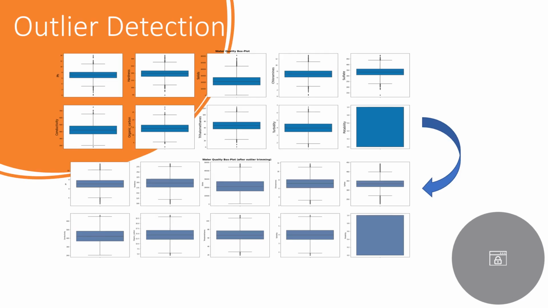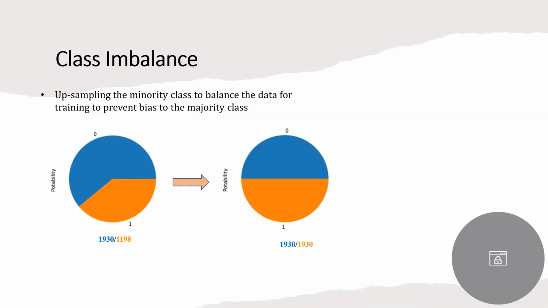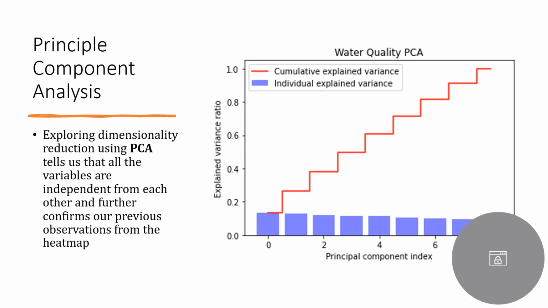And when checking the outlier distribution, using these box plots we can see the data distribution of the 9 predictor variables and clearly identify the outliers. And when dealing with the class imbalance of the data set, we have done upsampling of the minority class to balance the data for training, to prevent bias toward the majority class.